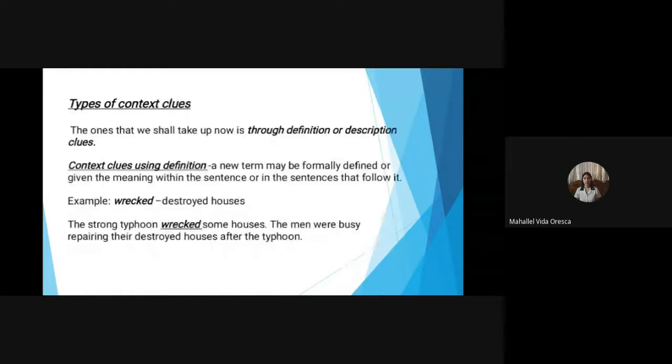Types of context clues. The one that we shall take up now is the definition or description clues. Context clues using definition: a new term may be formally defined or given meaning within the sentence or in the sentences that follow it. Example, destroyed house. The strong typhoon wrecked some houses. The men were busy repairing their destroyed house after the typhoon.